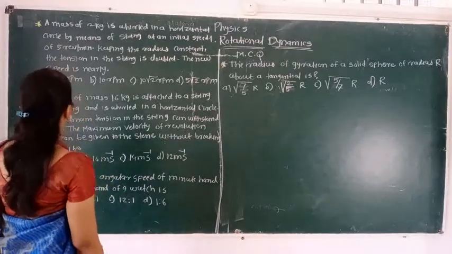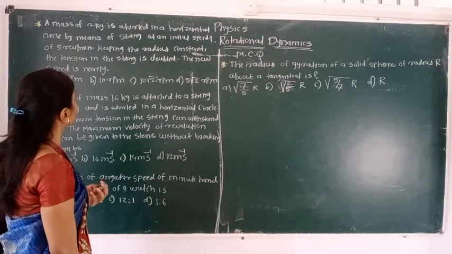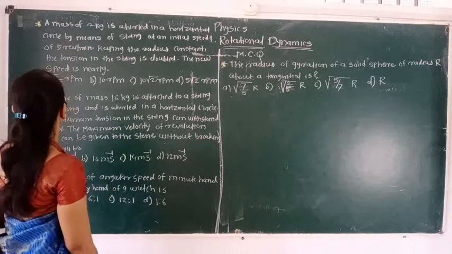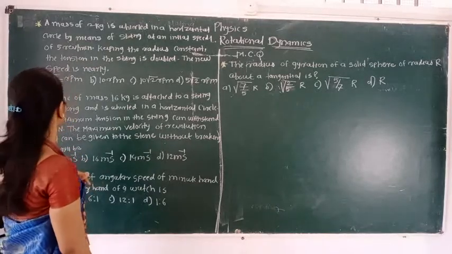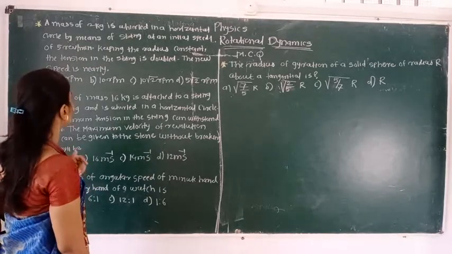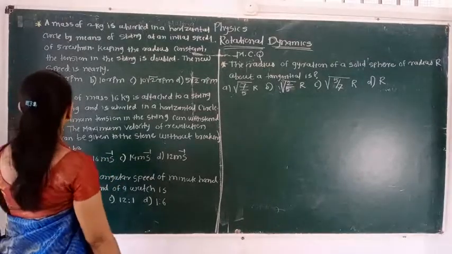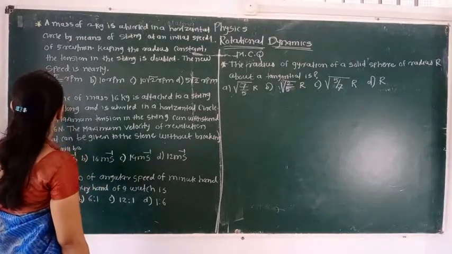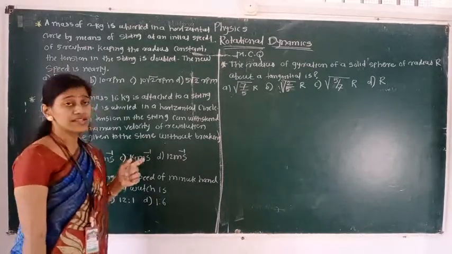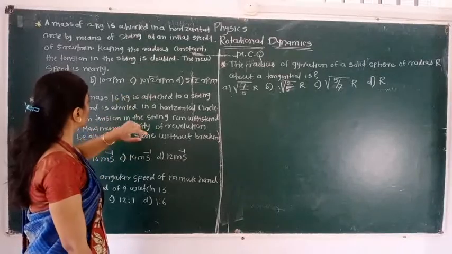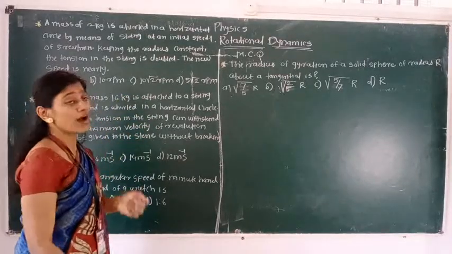A mass of 2 kg is whirled in a horizontal circle by means of a string at an initial speed of 5 revolutions per minute. Keeping the radius constant, the tension in the string is doubled. The new speed is nearly: the options are A, 5 by root 2 rpm, B, 10 rpm, C, 10 into root 2 rpm, and last, D, 5 into root 2 rpm.